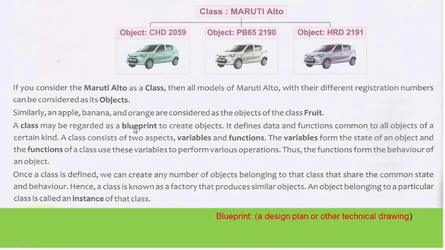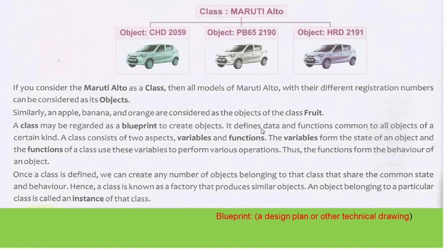A class may be regarded as a blueprint to create objects. That means before creating these objects, we need to create a class. Okay, and once we create this class, after that we can create different objects that belong to this class. Okay, now see, a class may be regarded as a blueprint to create objects. And what is the meaning of this blueprint? The meaning of blueprint is a design or a plan. I just showed you how a blueprint looks.